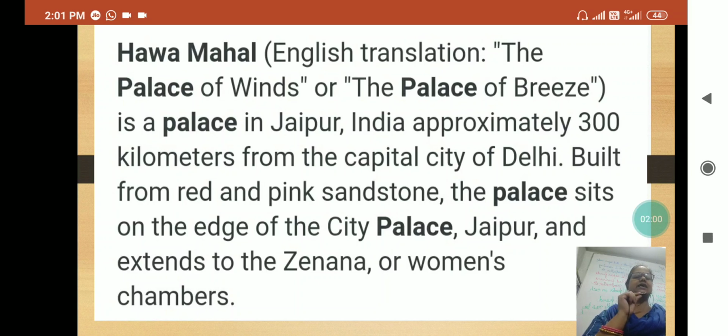And what is used to build it? Red and pink sandstone. Earlier, my dear, sandstone was used to build the nice buildings, better buildings. Sandstone and marble were used. Cement was not used as much as nowadays.